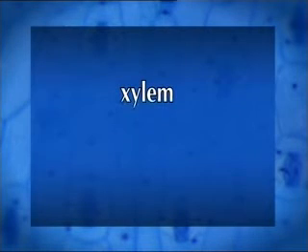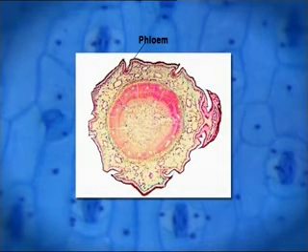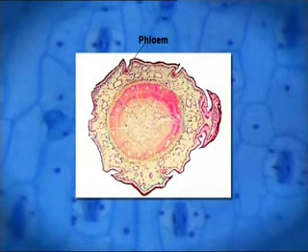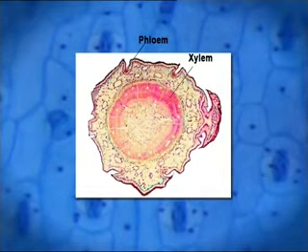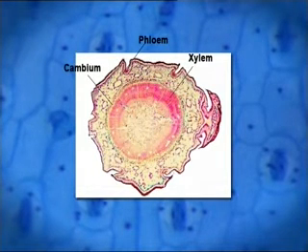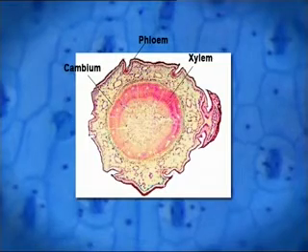A mature vascular bundle consists of three main tissues: xylem, phloem and cambium. The phloem is located towards the outside of the bundle and the xylem towards the center. The cambium separates the xylem and phloem, which brings about secondary thickening.